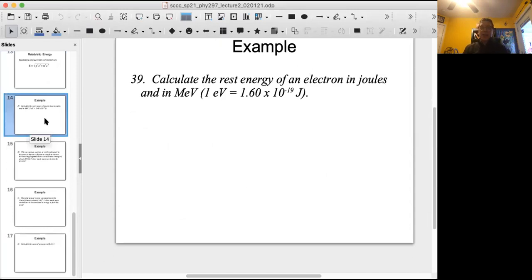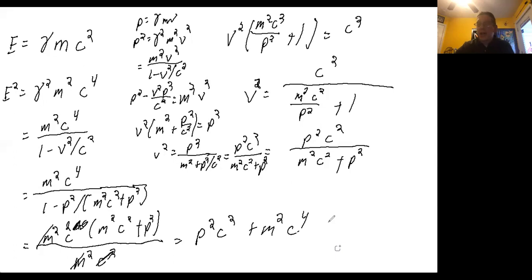Calculate the rest energy of an electron in joules and in mega electron volts. So 1 electron volt is 1.60 times 10 to the negative 19 joules. A mega electron volt is 1.60 times 10 to the negative 13 joules. So let's start with this in terms of joules. So we'll use the units we know. What you'll see as you move on is that it's often easier in modern physics to work with electron volts or mega electron volts than it is to work with joules.